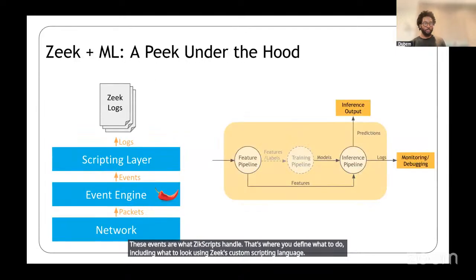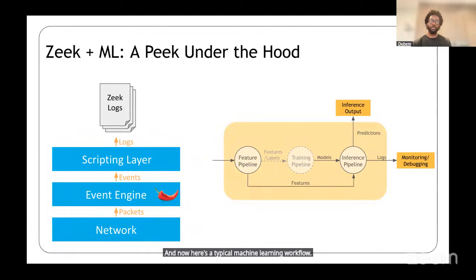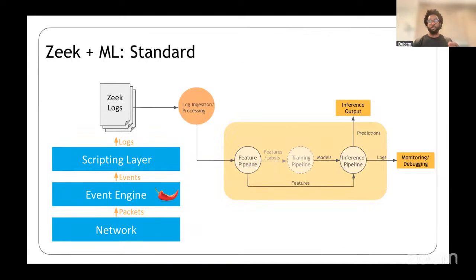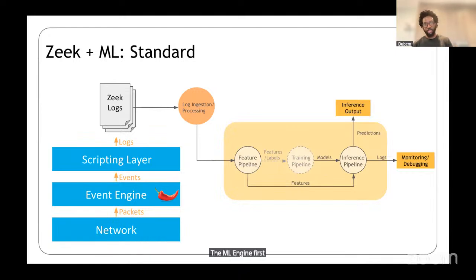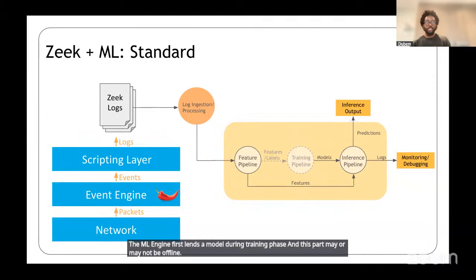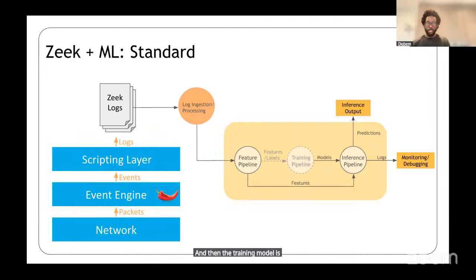And now here's a typical machine learning workflow. There are a few ways people consume Zeek logs for post hoc machine learning analysis today, but usually some version of streaming or holding Zeek logs in the secondary store, processing those Zeek logs to get them in the right format before feeding the processed logs into an ML engine. The ML engine first learns a model during training phase, and this part may or may not be offline. And then the trained model is used for analysis and inference, or scoring, if you will, when deployed.